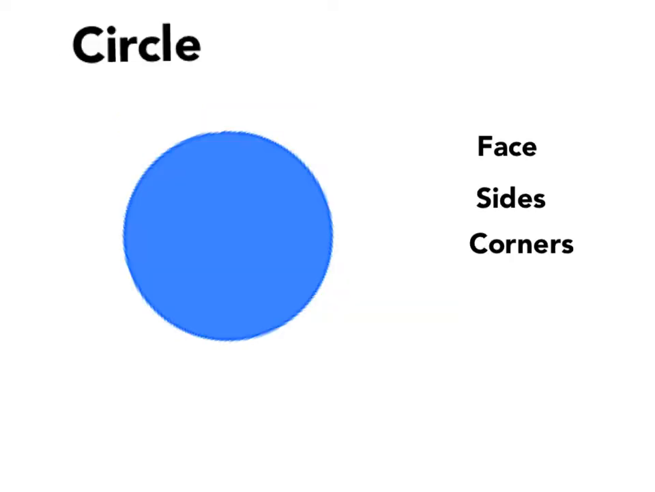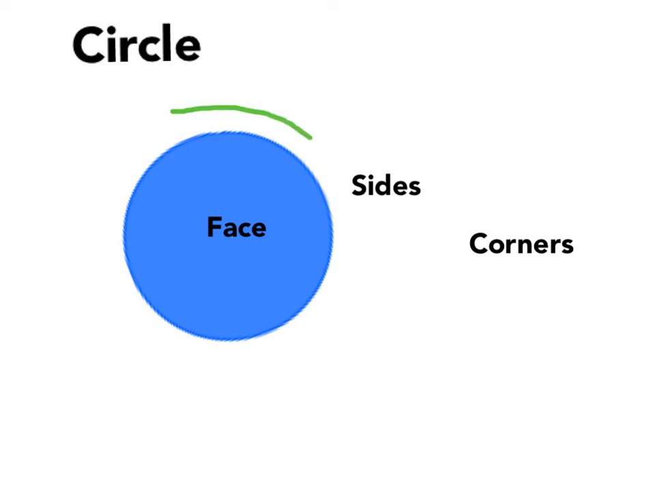Our next shape is a circle. Let's check out its features. So, like all 2D shapes, the circle has one face. What about sides? This is interesting, isn't it? A little bit different. Well, remember, the sides are the lines that form the outside or the outline of the shape. Now, what are we going to do here? Well, this is a curved side, and it only has one full curved side.